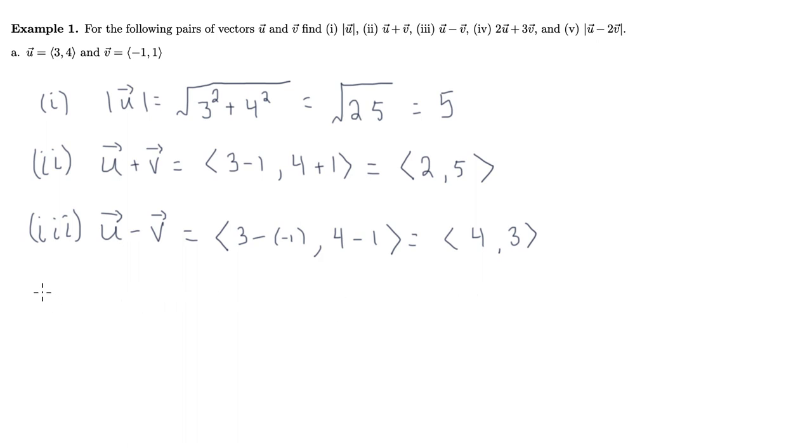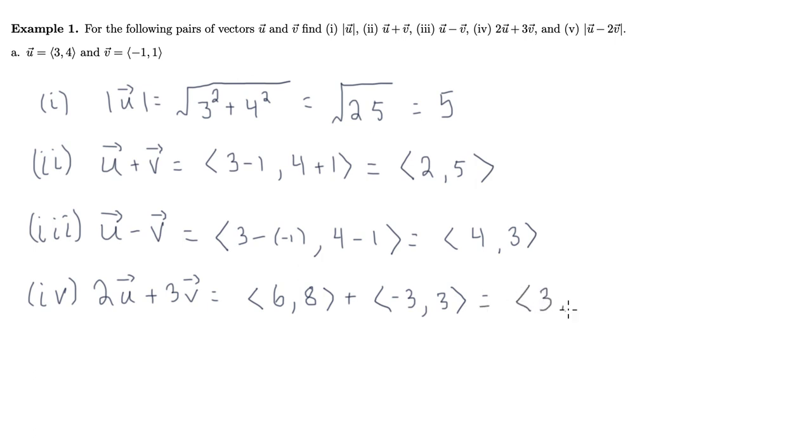Alright, so next we want to take the quantity 2 times u plus 3 times v. And so this time, what two vectors are we adding? Well, we're adding twice the vector u, and for twice the vector u, we just double each of the components, so that's 6, 8. And then 3 times the components of v. And then we add this together component-wise, and we just get 3, 11.